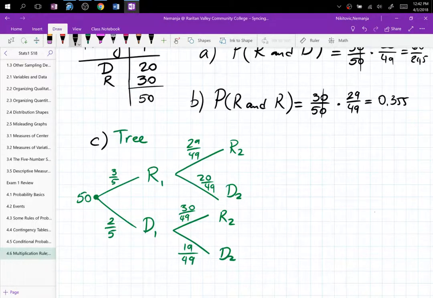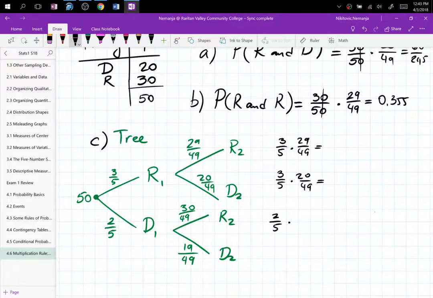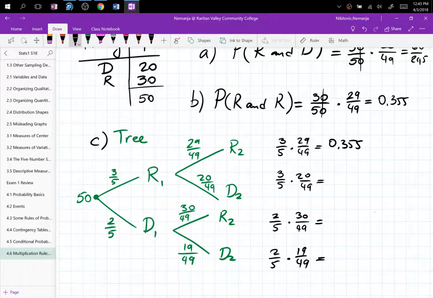Now, actually, let's compute all of the probabilities in a tree. So what is the Republican? That's going to be 3/5 times 29 over 49. What do we get? So 0.355. Oh no, that was Republican. Good, I had the number. What else? What are the other ones? That's 0.244. Okay.